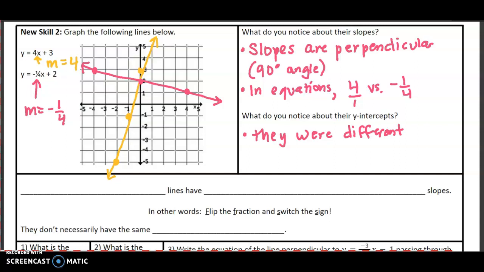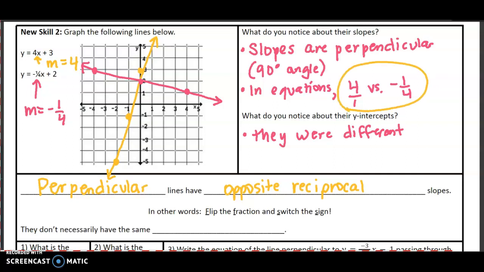All right. So now what we're going to say is perpendicular lines have opposite reciprocal slopes. So what that really means is that you're going to flip the fraction and switch the sign. So if you notice back up here, it was 4 over 1, and now it's negative 1 over 4. And they don't necessarily have the same y-intercepts. All right, so let's practice.